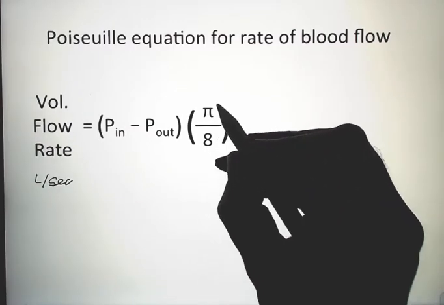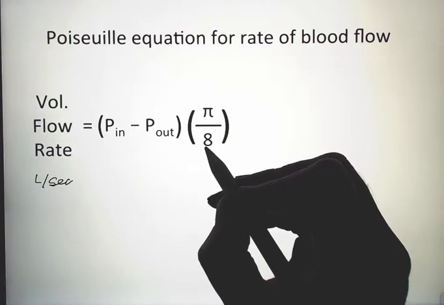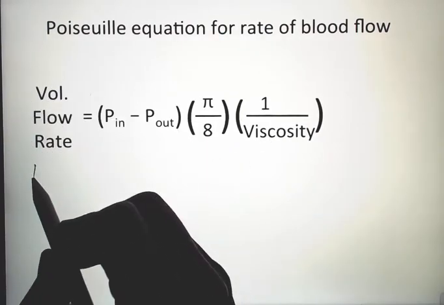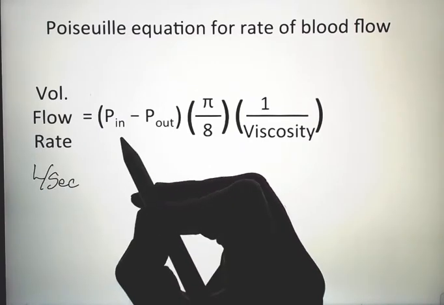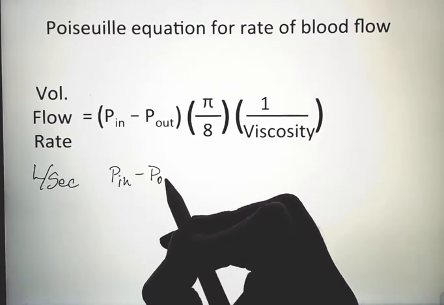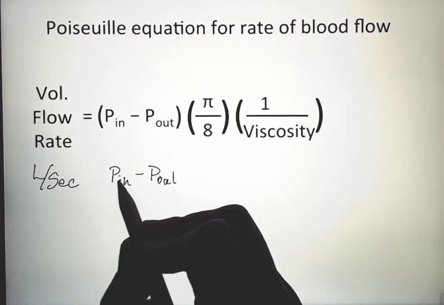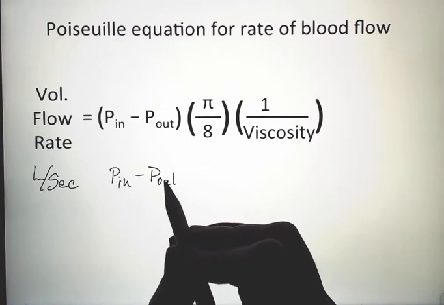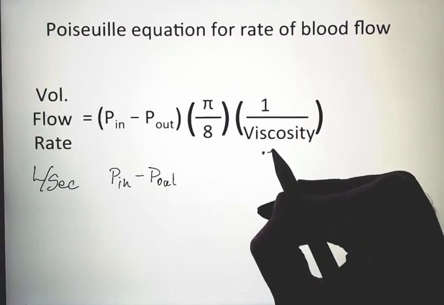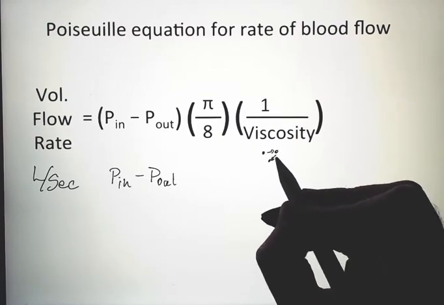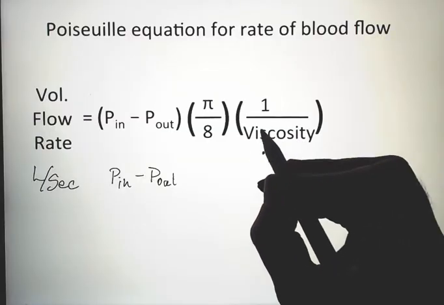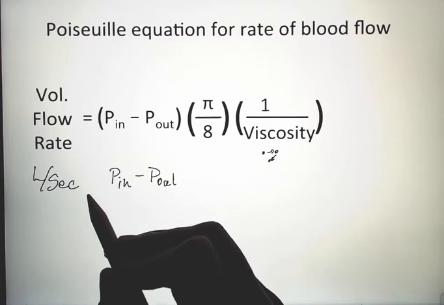Next term is pi over 8. That has to do with it being a tube, a circle. Next term is 1 over the viscosity. Now let's think about that. The volume flow rate, liters per second, makes sense, is proportional to the pressure difference, the pressure in minus the pressure out. That's the total pressure difference that's forcing fluid that can be converted into energy of momentum. And then the viscosity is slowing this down. The stickier the molecules are to other molecules, and they're sticky to the walls, the harder it is to move that blood through. So the higher the viscosity, the lower the volume flow rate.